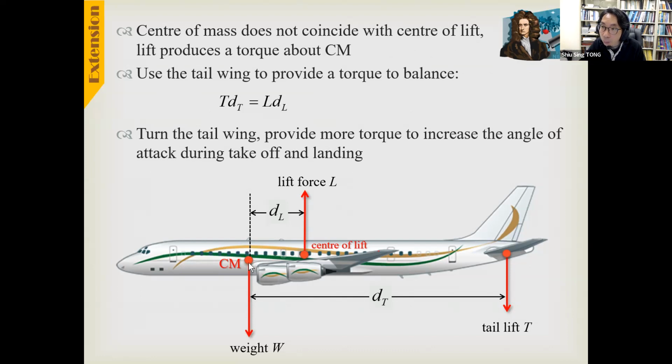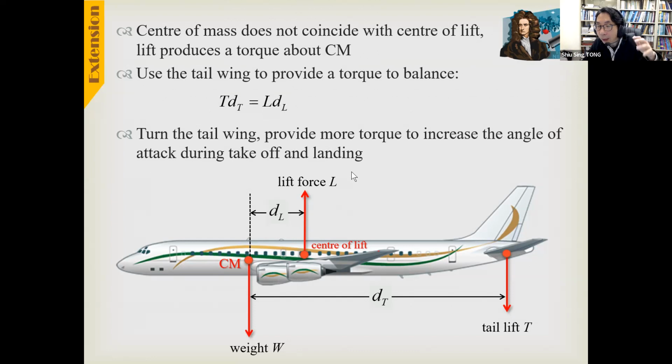If we take the moment about the center of mass, then the tail lift will produce a clockwise moment that is equal to T times dt. That is the torque produced by the tail lift. And the anti-clockwise torque produced by the lift force will be equal to L, the lift force, multiplied by this small distance dl. You take the center of mass as the pivot position. We take the moment about the center of mass. So this condition can be satisfied if I suitably adjust the angle of tilt of the tail wing.